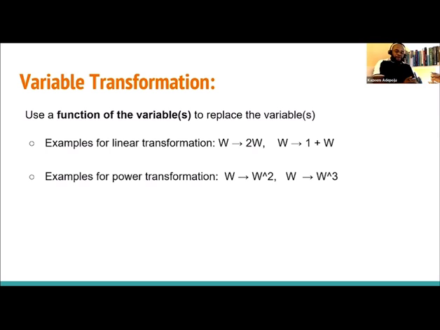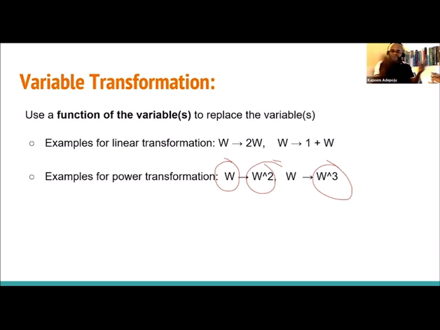Okay, now a situation whereby probably the assumption of linearity is violated. If the assumption of linearity is violated, of course, you could have a transformation. Initially, if your variable is W, you can square that. Why do you need to square that? Maybe you are suspecting a curve, a quadratic curve. And of course, you can raise that to power 3.